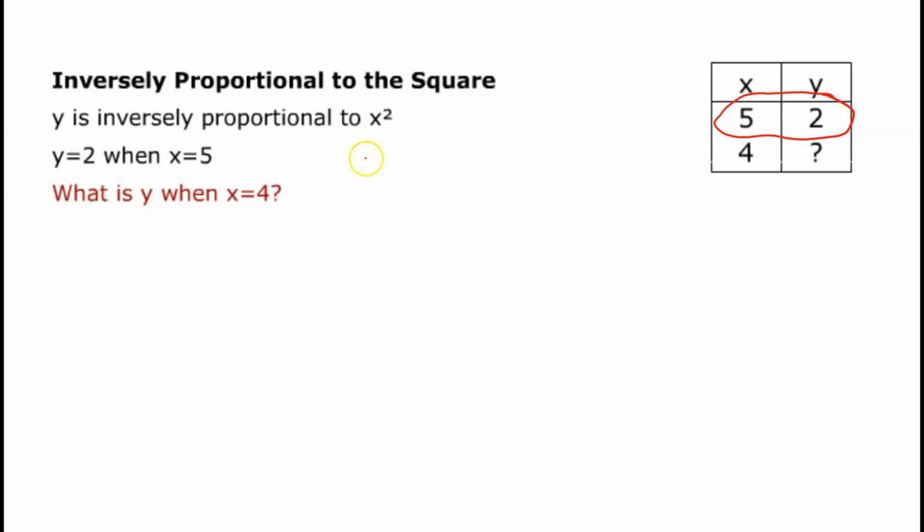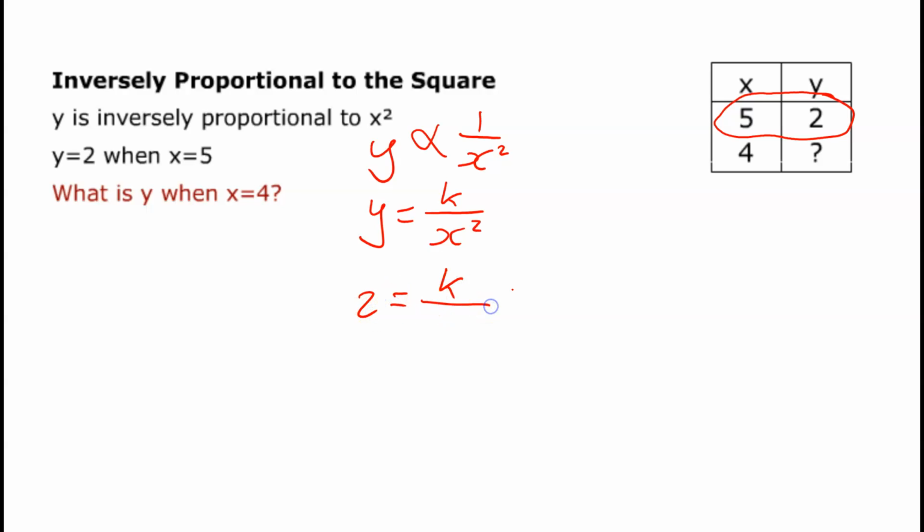So y is proportional to 1 over x squared. Again, we're going to form our formula. So we've got k, our constant of proportionality, over x squared. Put in the values we know. So we know y is 2. We know k, well we don't know k, we're about to find it out. And we need 25 because it's 5 squared. So k is 50. So actually our formula is y equals 50 over x squared.